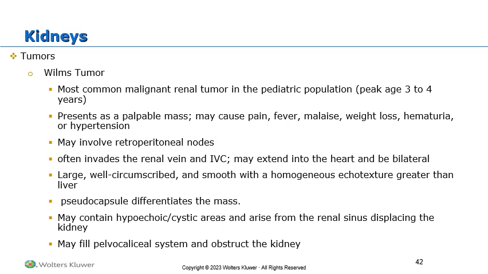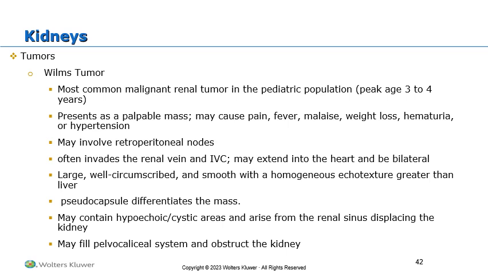peak at about age 3 to 4 years of life. They present as usually a palpable mass, meaning that they are kind of large oftentimes by the time that they are identified. They can cause pain, fever, malaise, weight loss, hematuria, obviously, because it could be disrupting the vascular system within that kidney, and then hypertension, as it might be affecting the juxtaglomerular junction, which is taking those blood pressure readings. If it's affecting that, it could be causing the renin-angiotensin feedback system to malfunction and result in hypertension.